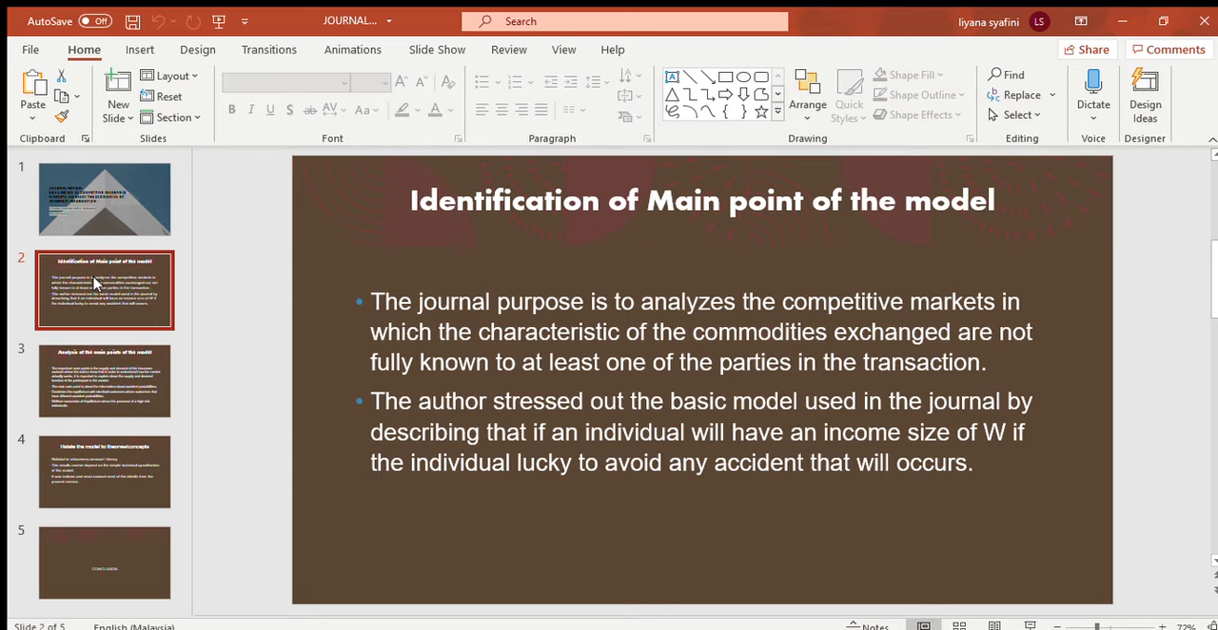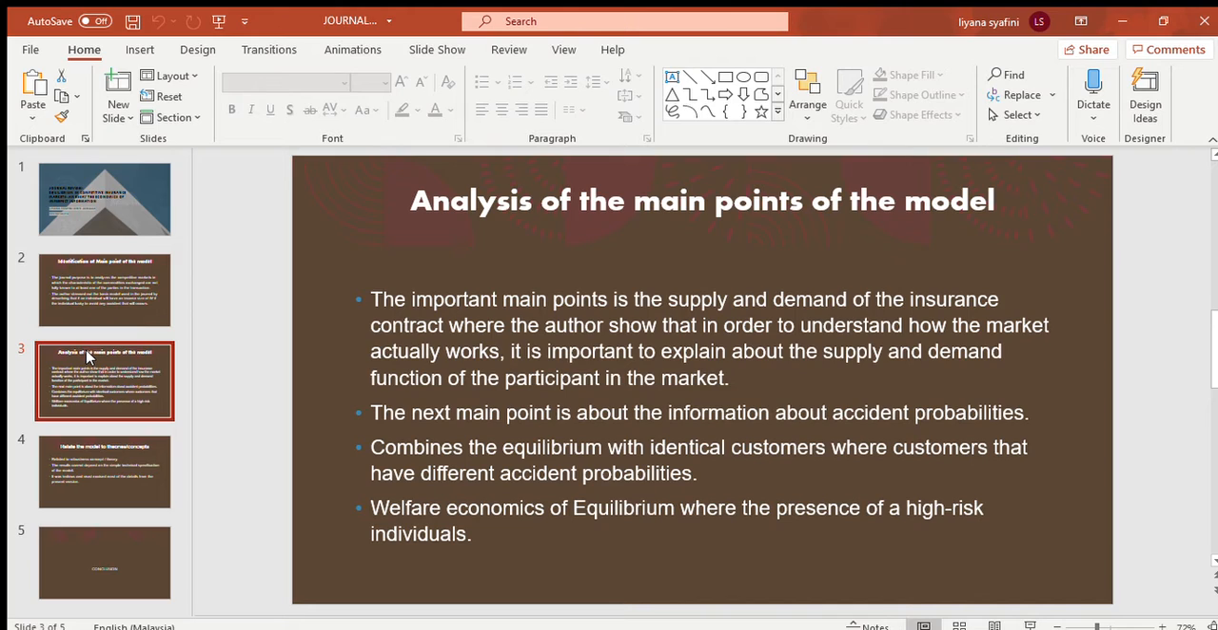These points were made with an attempt to establish that the model was robust, and hoping to hint to future readers and researchers that the model can be applied in other ways and situations. So, analysis of the main points of the model.